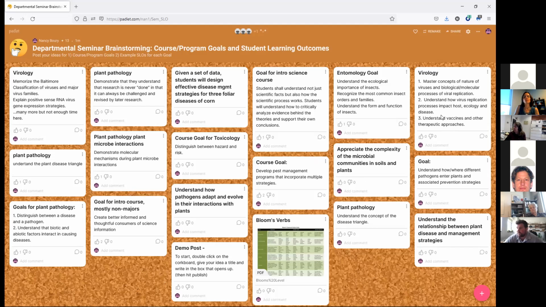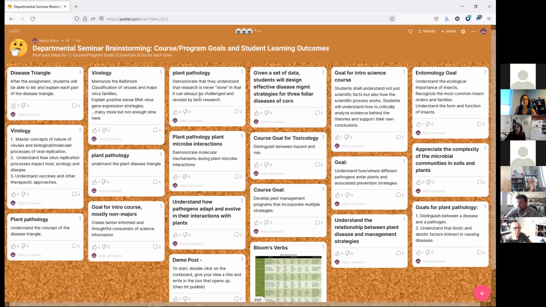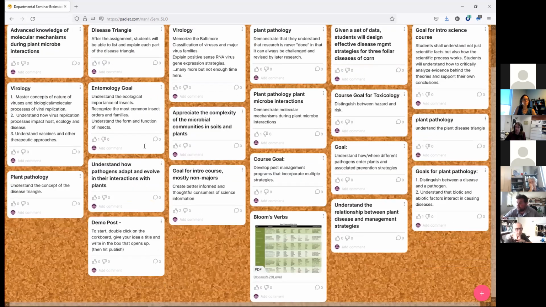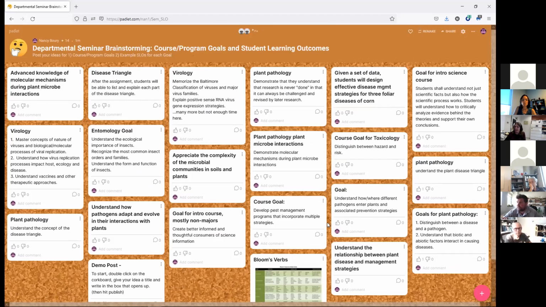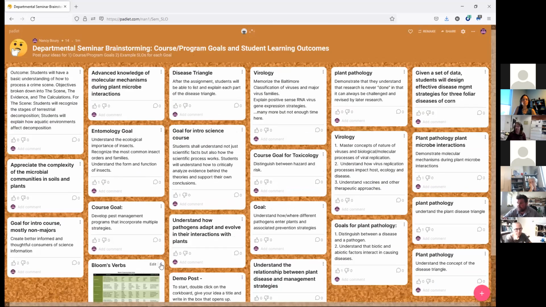So the concept is understanding replication. Looking at these, I like the level of detail people are giving. So they understand research is never done, can always be challenged and revised. I'm not going to point out any of them particularly, but just the level of detail I've noticed since I've switched the rules from goal to outcome.